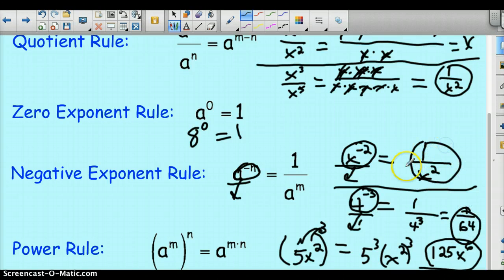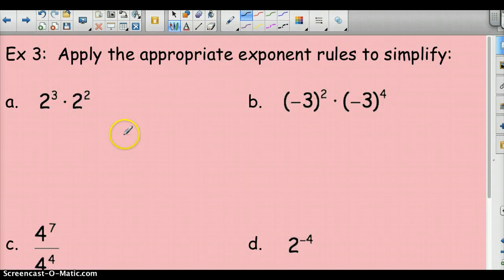Let me circle all the answers for you. So those are our basic rules, guys. Now let's use them in these examples. 2 to the second times 2 to the third, we would add the powers. 3 plus 2 is 5. This becomes 2 to the fifth power, which is 32.